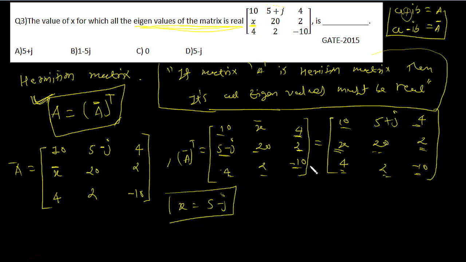So we have found it out. We can also find it from here because here it is an x conjugate, so we have to change the sign in order to find x. We are going in the reverse direction because we are finding the value of x. So we can also find the same value from this element. Okay, so we have found the value of x such that all the eigenvalues of this matrix will be real. So x is given by 5 minus j. So option D is the correct answer.